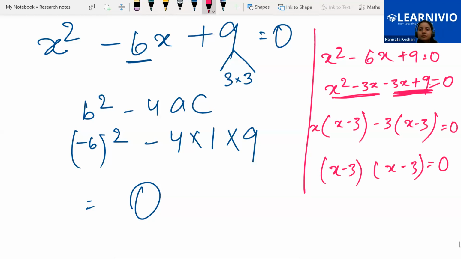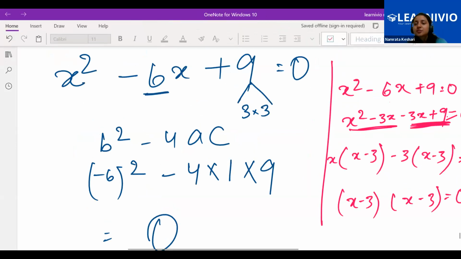X is equal to 3, and x is equal to 3. X is 3, 3. Both the roots are same. Can you see it? Abdul, are you getting it?